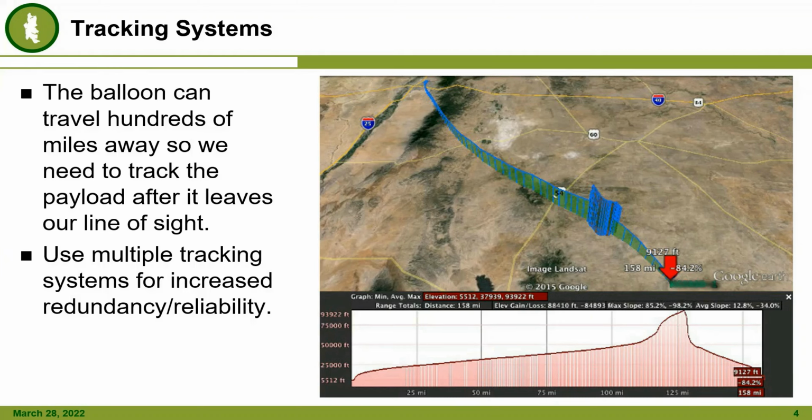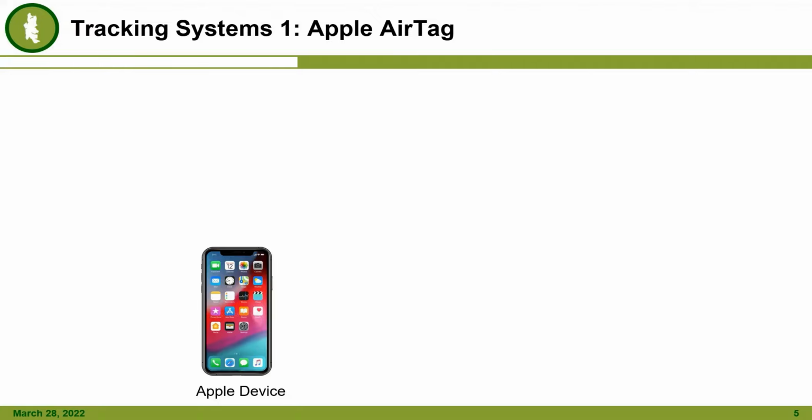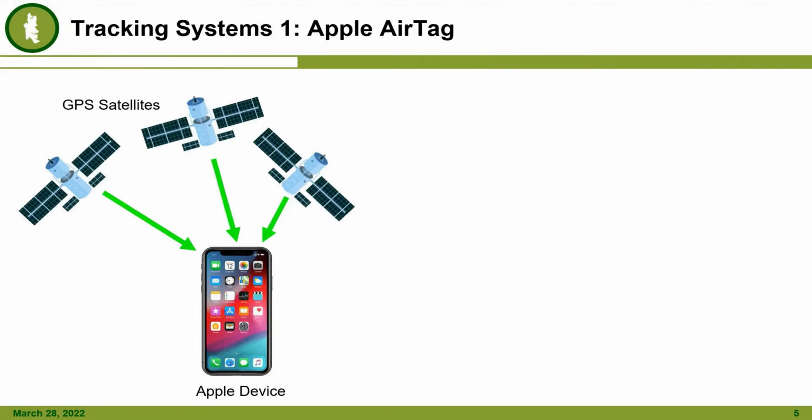So again, in the name of aerospace redundancy, we are going to use multiple tracking systems to make sure that if one of them fails, we still have two or potentially three other systems as backups. So let's talk about the systems we're using. We're using three. The first is probably the simplest, and this is just a simple Apple AirTag. And again, the idea with this is that if you have some kind of Apple device, like an iPhone or an iPad or what have you, these things can talk with GPS satellites. This is how your phone knows where you're located. So in other words, the phone knows where it is located.